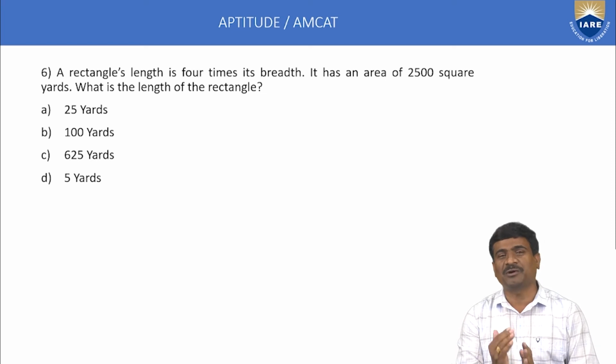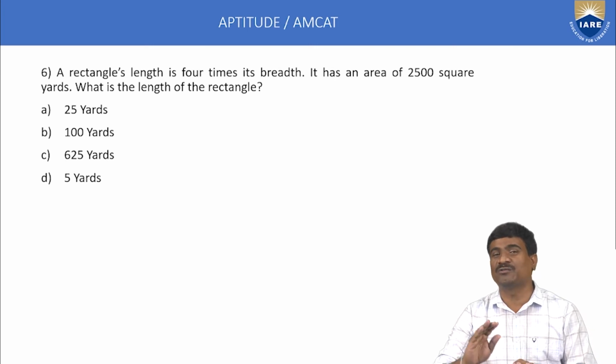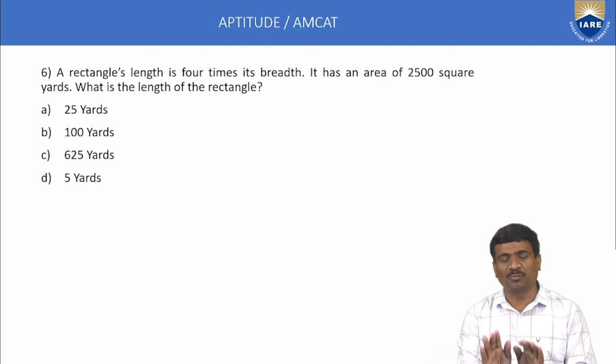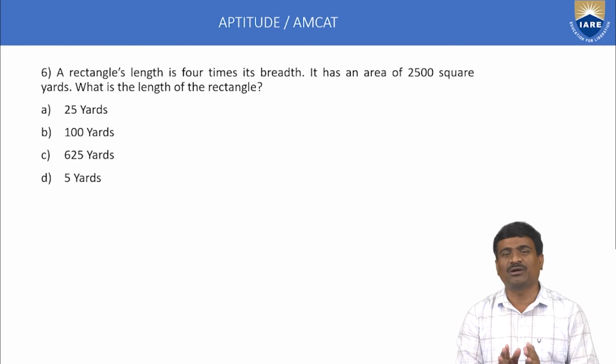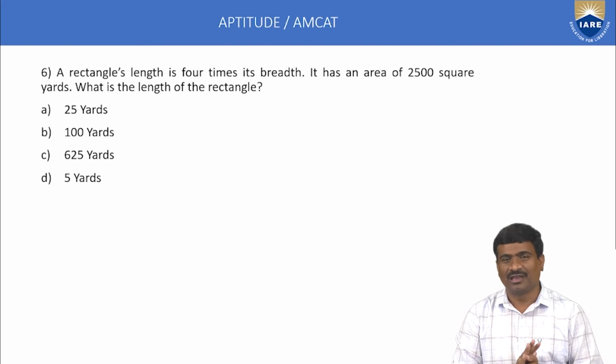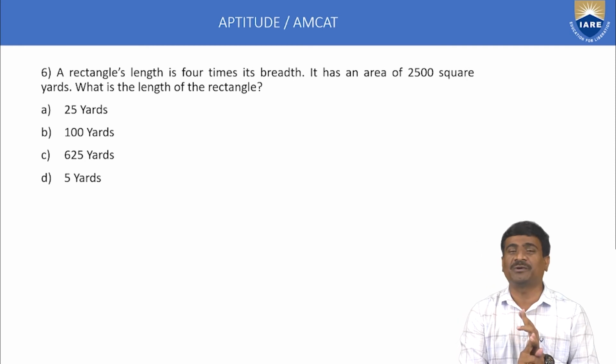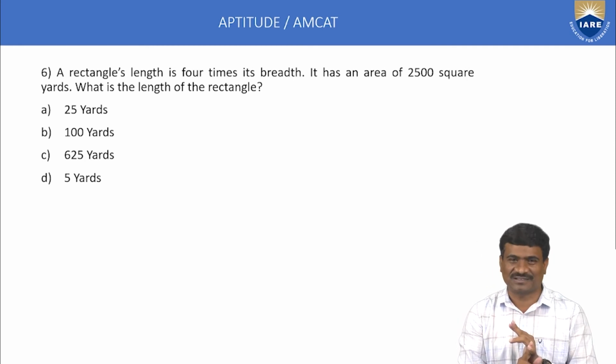For AMCAT purposes, only 2D is important, not 3D. 3D figures are important only for advanced examinations. For AMCAT and Cocubes based examinations, only 2D is important. In 2D based questions, only two methods are applicable: either calculate area, or calculate perimeter or circumference.